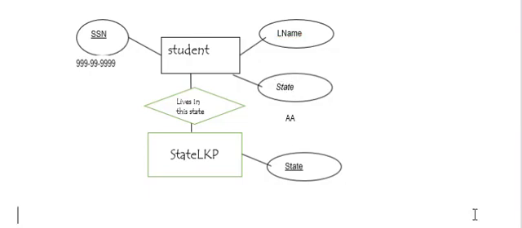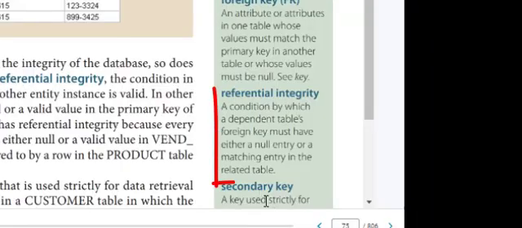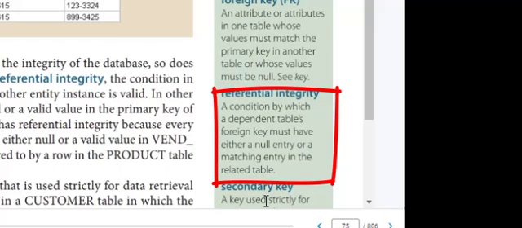And I don't know if you recall the concept of referential integrity. It was introduced in the last chapter. Let's review that, and you'll see why doing this will help us keep our data clean. Page 75 of the text defines referential integrity as a condition by which a dependent table's foreign key must either be null or it must have a matching entry.